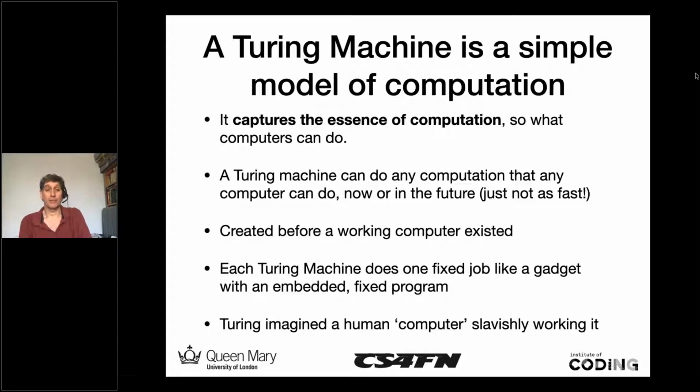So a Turing machine you can think of as a bit like a single gadget that does one fixed job. It's like a gadget with an embedded program in. So for anything you want to do, you create a new Turing machine for it. Turing imagined these things as being something that a human would actually operate, in that he imagined people moving the pieces around in the way that I'm going to do. So in a way, what I'm doing here is just what Turing originally imagined would be happening, because even though this is a mathematical model, it is a very practical thing. You can actually build these things.